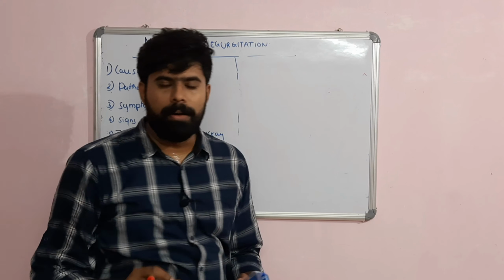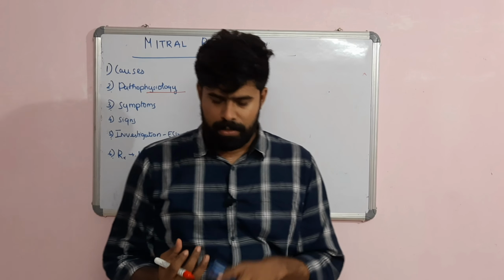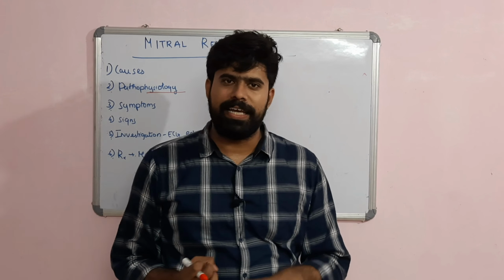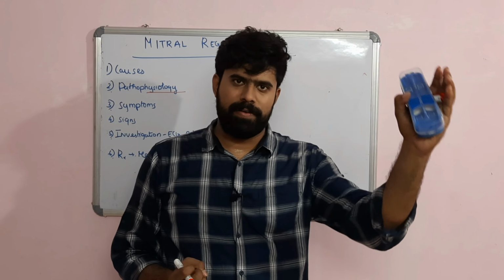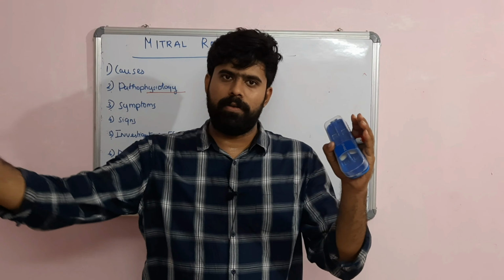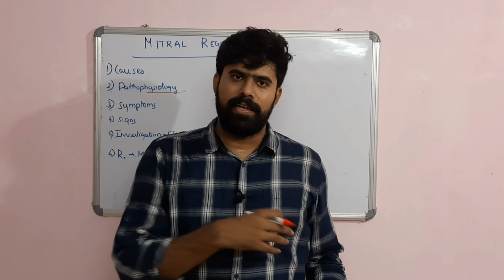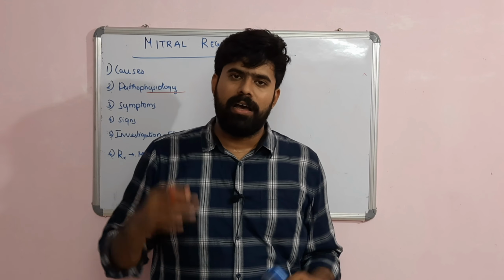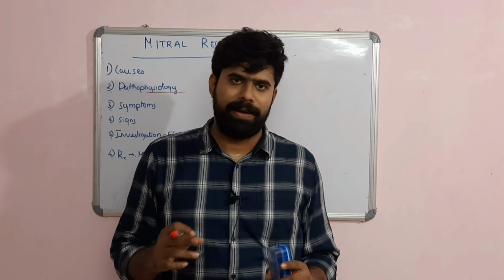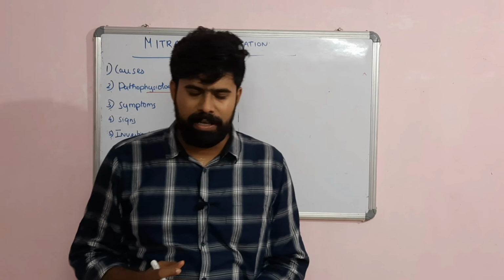Okay, now murmur. What are the different types of murmur you can have in mitral regurgitation? First one is the classical pan-systolic murmur. The murmur begins with S1 and continues throughout the duration of systole. It is best heard at the apex, in the patient in supine position with the breath held in expiration. It can be grade 3 to 6.